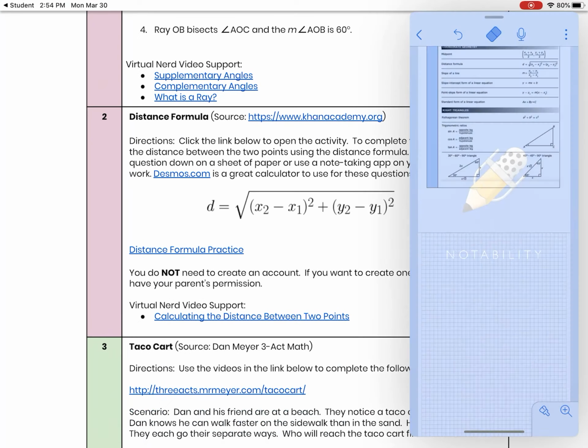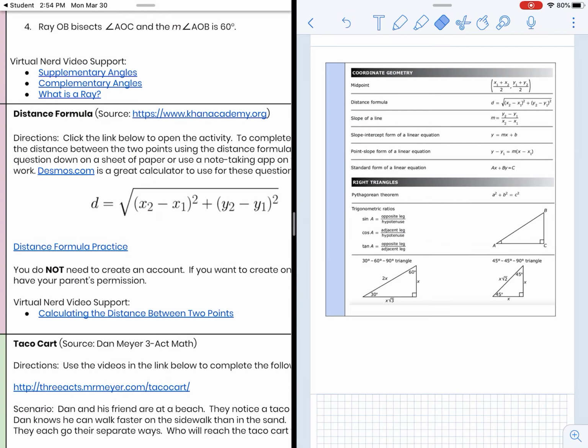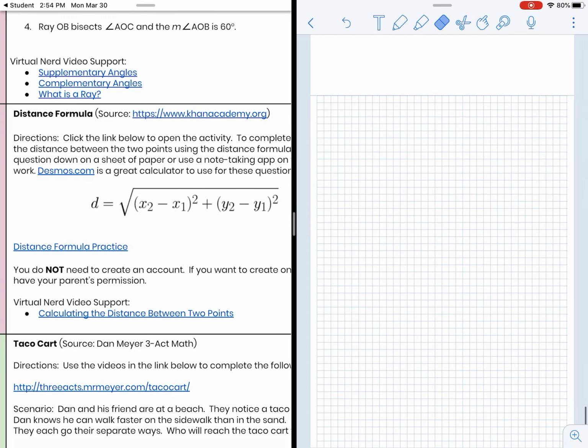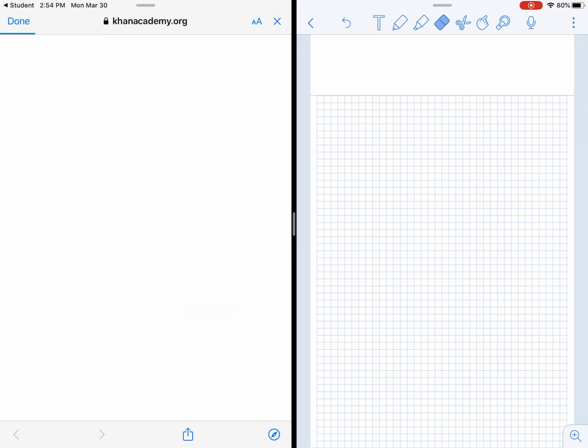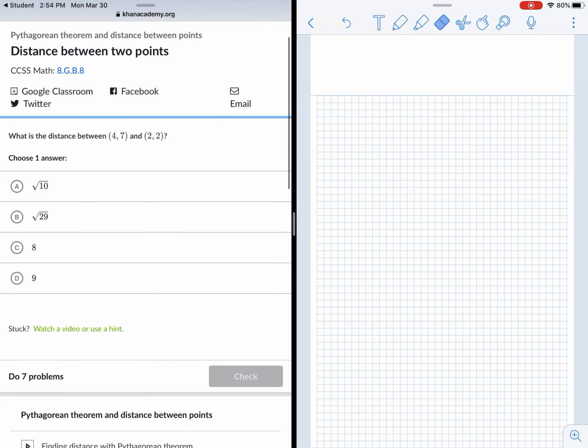So I'm going to pull up my digital notebook and put it right here. So I have this blank paper. And over here, it has this link for the distance formula practice. So we're going to go to that practice. It's going to pull up some questions. So we're going to do all 7 problems.